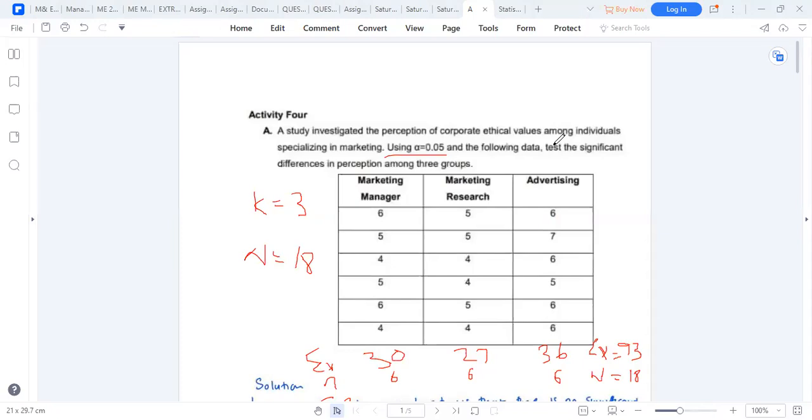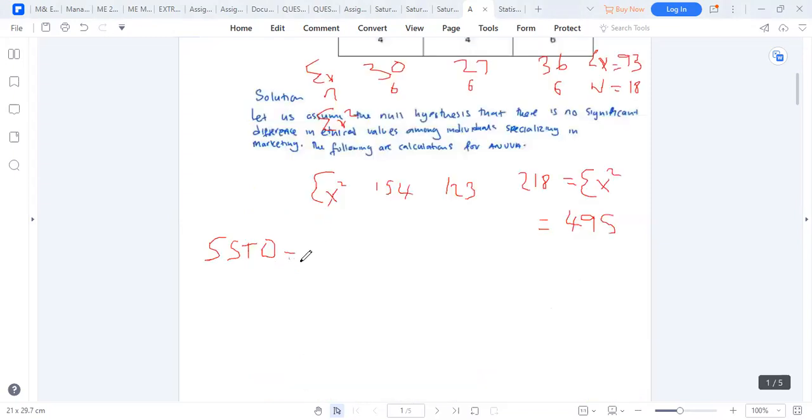Okay, any other questions at this point? No? All right, so now we go to finding the sum of square total. What's the form of sum of square total?